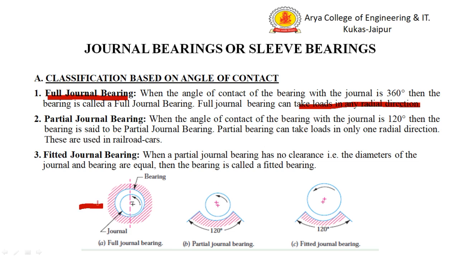This is an example of a full journal bearing, in which the angle of contact is 360 degrees. These bearings can take loads in any radial direction. Second is the partial journal bearing, in which the angle of contact is 120 degrees. This is an example of a partial contact bearing. This bearing can take loads in only one radial direction.